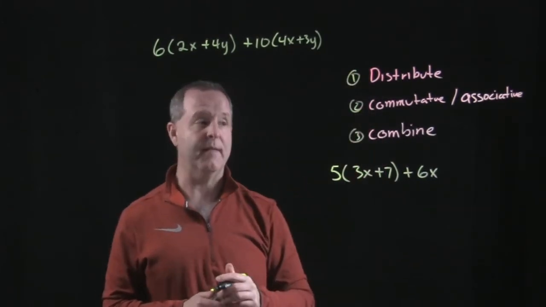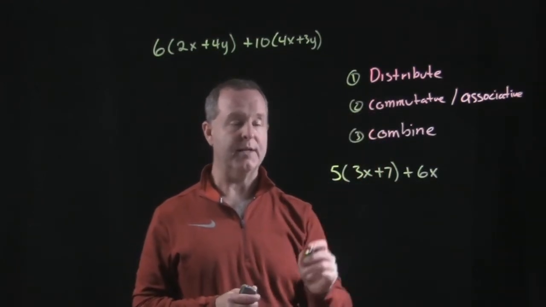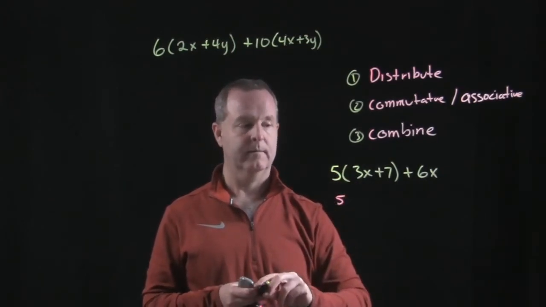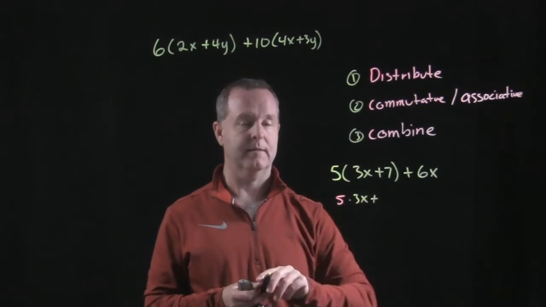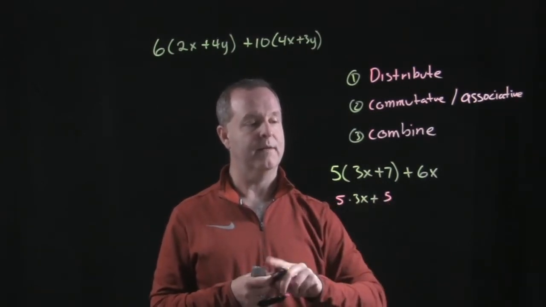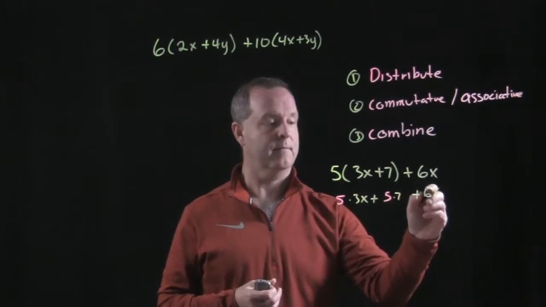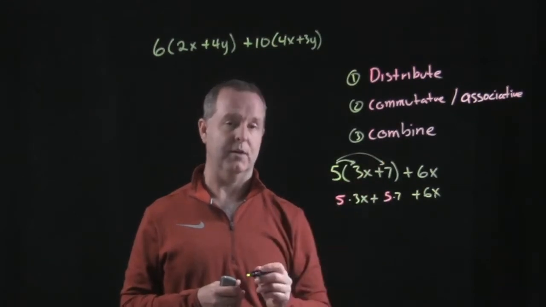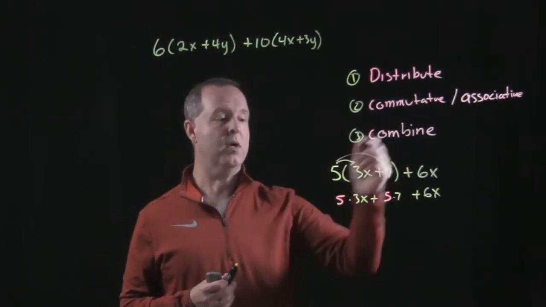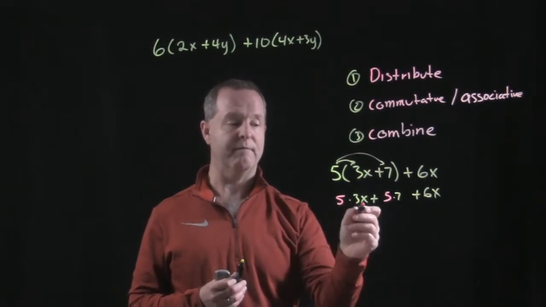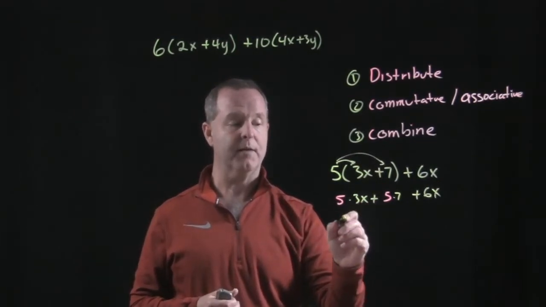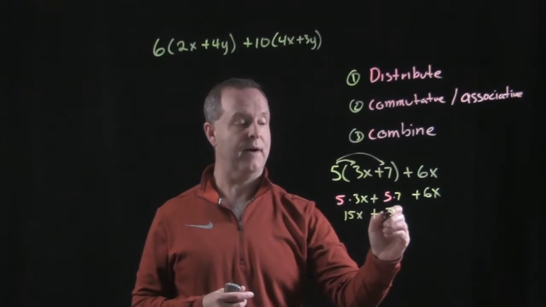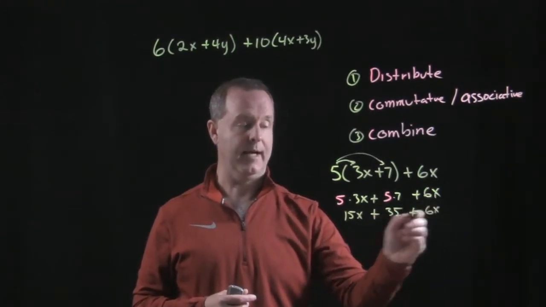So let's see that in action and play that out. First one is distribute. So when I distribute this out, this is going to become 5 times the 3x plus 5 times the 7 plus 6x. Notice that I distributed this 5 across to the first term and to the second term. From there, I can use my commutative and associative properties. I'm going to associate my 5 and 3 and multiply those together, so that becomes 15 times the x. 5 times 7 is 35, and I have a plus 6x.